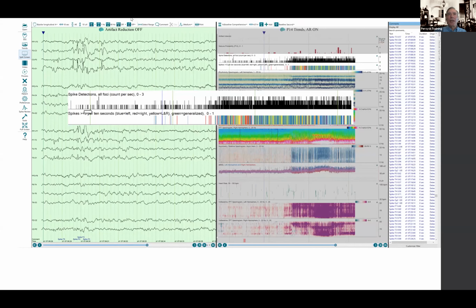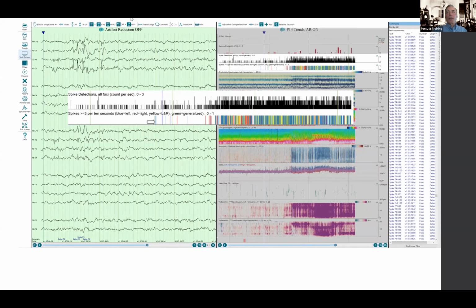And so here we have, again, an enlargement of this trend at this point. We're looking at spike detections and the rates, and we can see here the rate going up. And here we can see where we have an admixture of different colors. So some are being marked as generalized left or right or left and right. So let's go a little further into this.